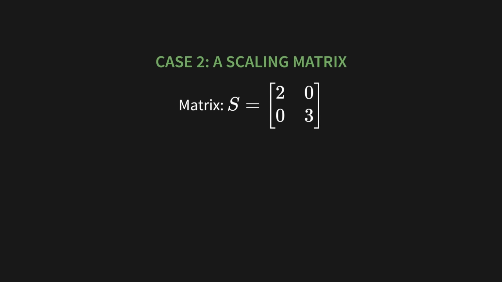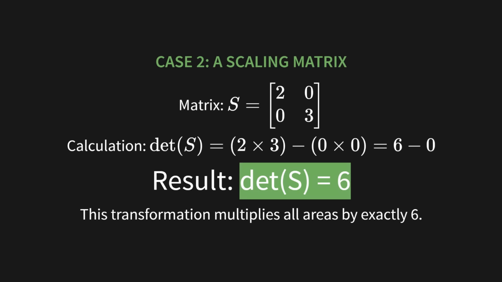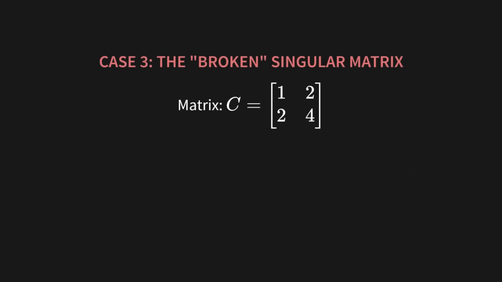Next, case 2, a scaling matrix. Our matrix S has rows 2, 0, and 0, 3. The calculation is 2 times 3 minus 0 times 0. That's 6 minus 0. The result? The determinant of S is 6. This means this transformation multiplies all areas by exactly 6. The unit square, which started with an area of 1, becomes a rectangle with an area of 6. Area multiplied by 6.